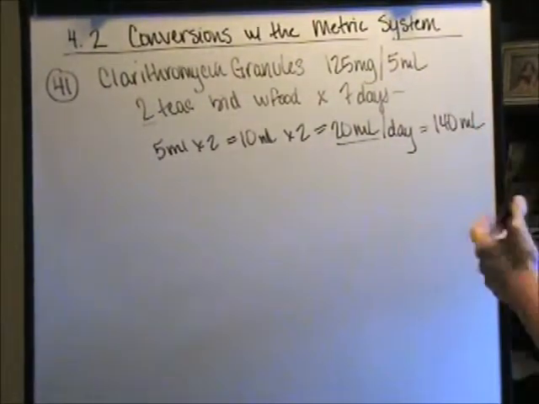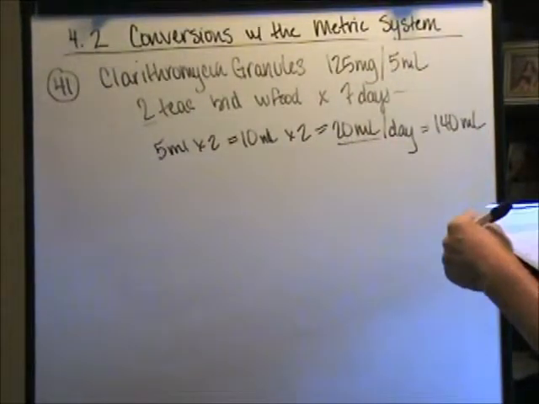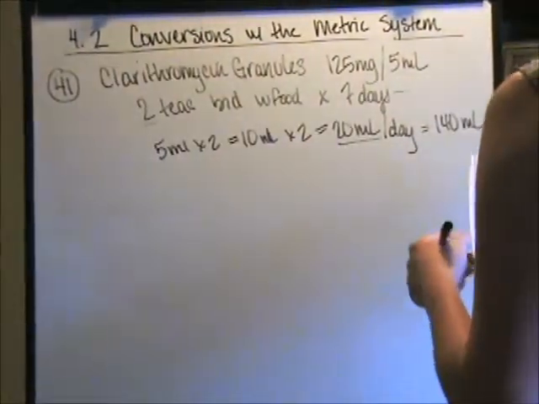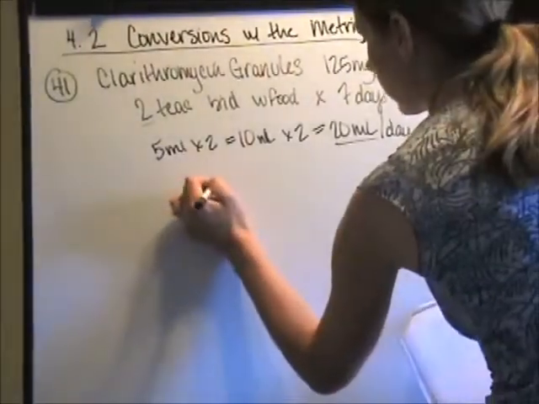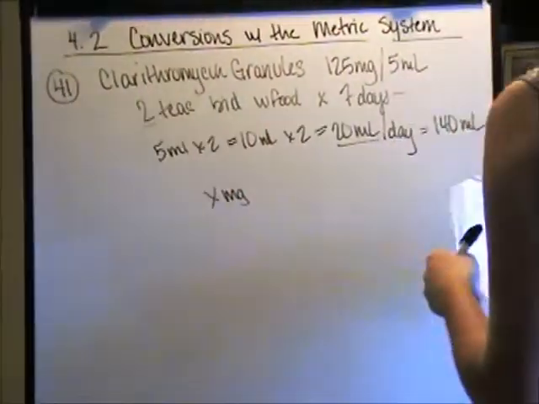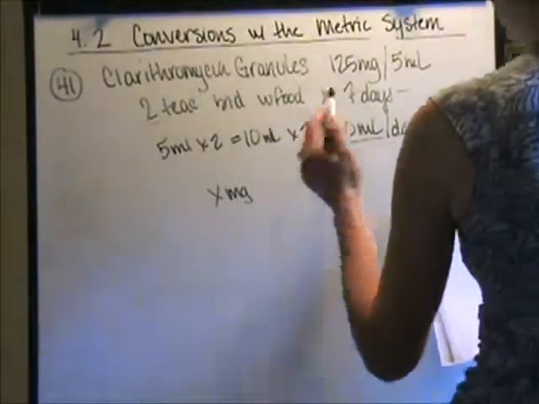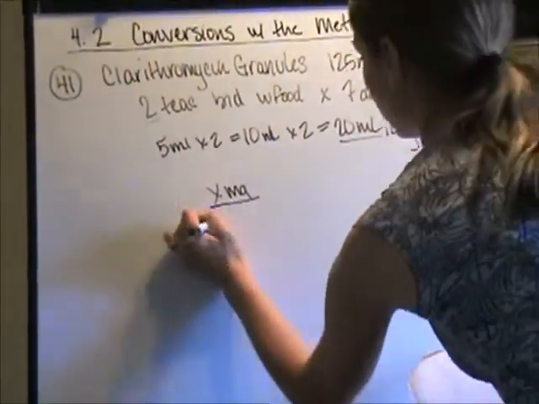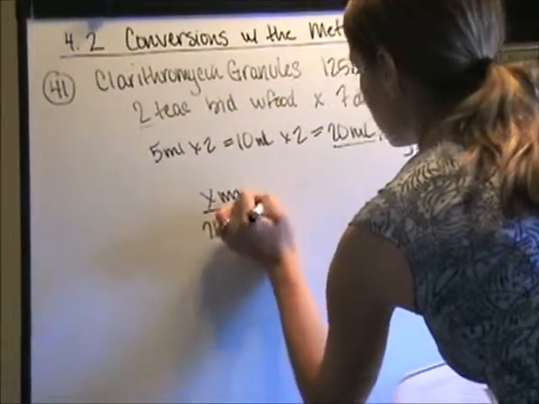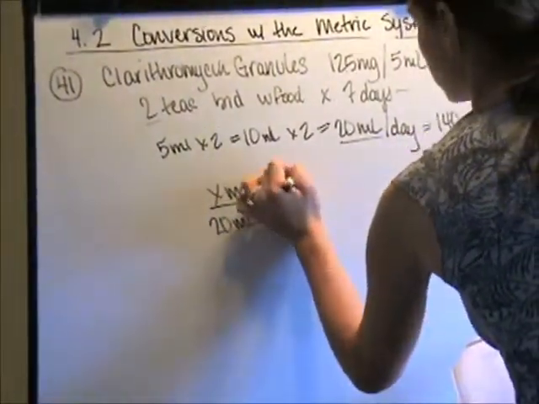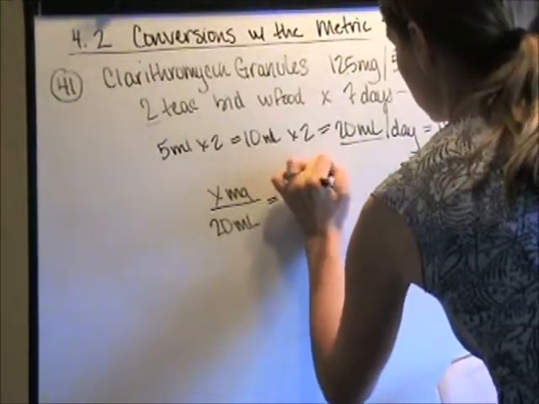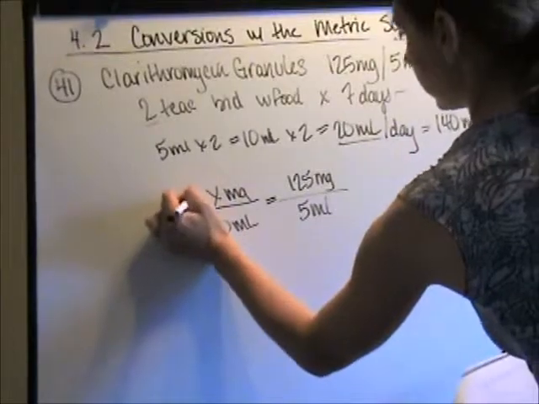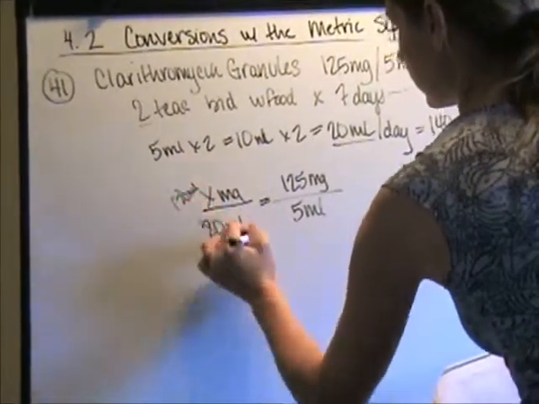How many grams will the patient take daily? Well, they're taking 20 milliliters. So we can set up our proportion. We're looking for grams, but right now our prescription's written in milligrams. We can convert it. We know they're taking 20 milliliters. Milligrams are on the top, so we're going to put 125 on the top over 5 ml, and 20 over here to cancel these two out.